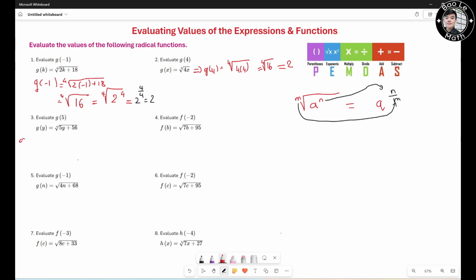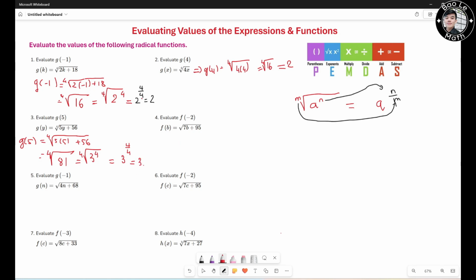Now g of 5 is going to be 4th root of 5 times 5 plus 56, right? So this one turns out to be 4th root of, 5 times 5 is going to be 25. 25 plus 56 is going to be 81, right? So this one I just rewrite as 4th root of 3 to the power of 4, right? So it could be 3 to the power of 4 over 4. So it's going to be 3, right?